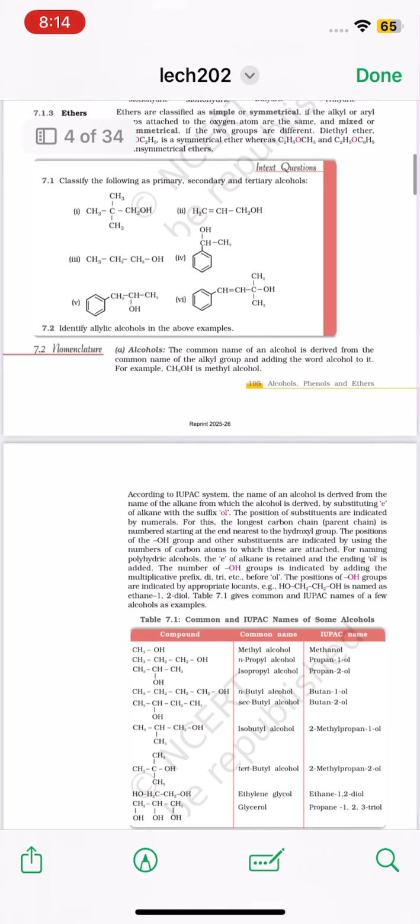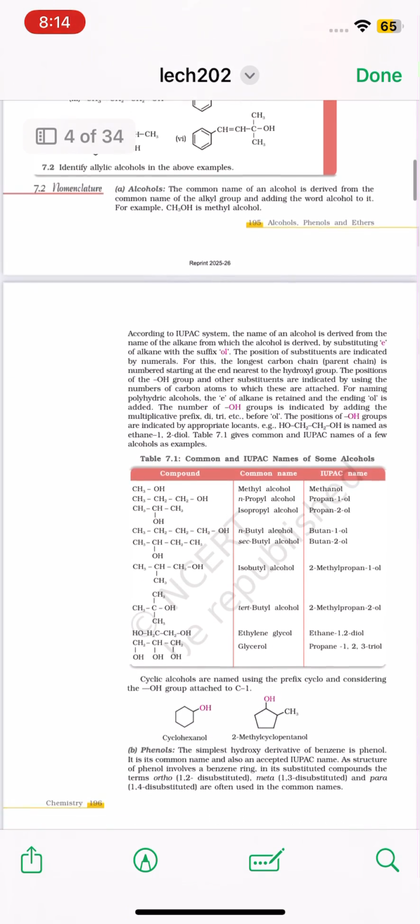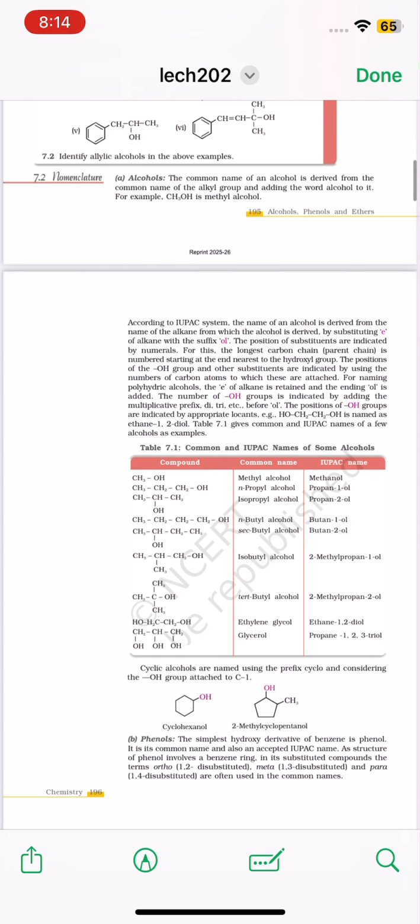Nomenclature. Alcohols. The common name of an alcohol is derived from the common name of the alkyl group by adding the word alcohol to it. For example, CH3OH is methyl alcohol. According to the IUPAC system, the name of an alcohol is derived from the name of the alkane from which the alcohol is derived by substituting the e of alkane with the suffix ol. The positions of substituents are indicated by numerals.